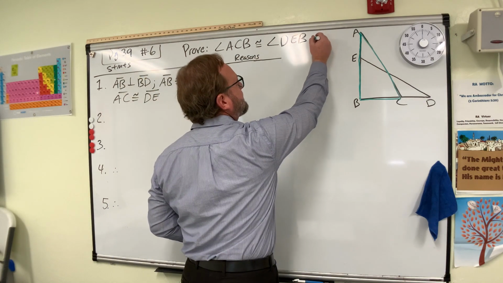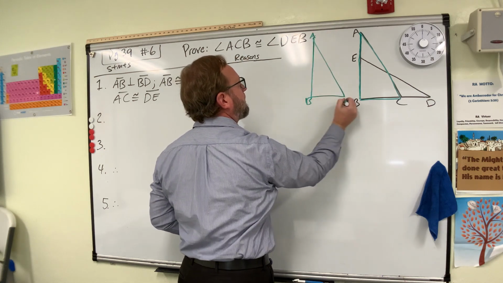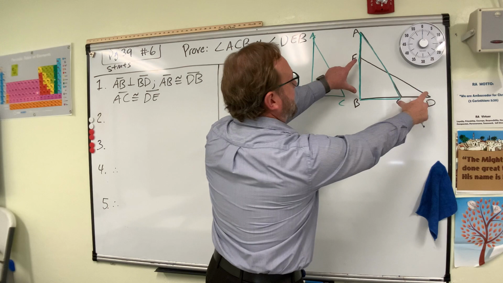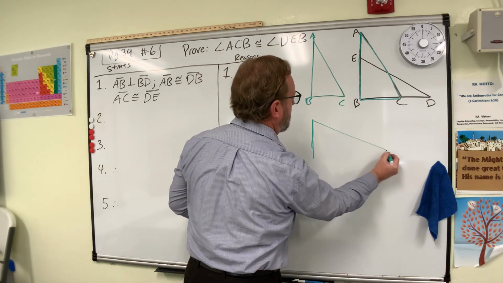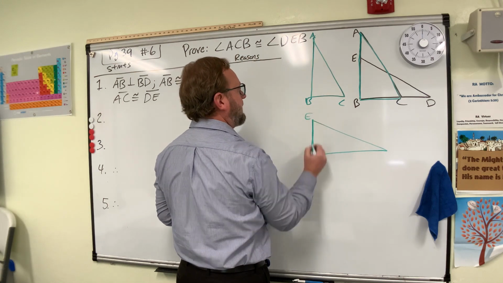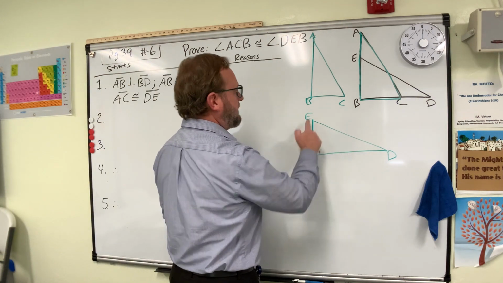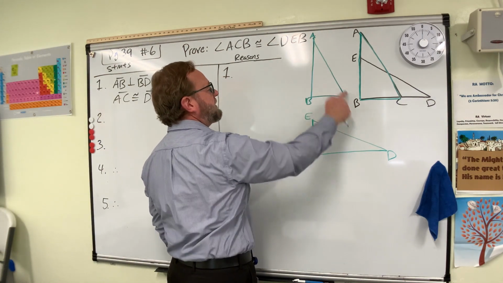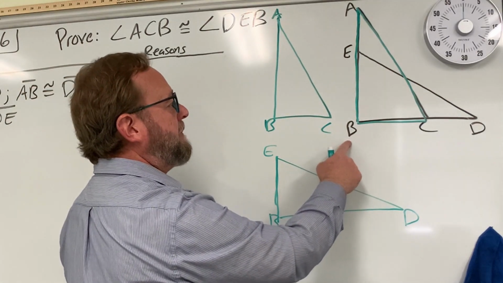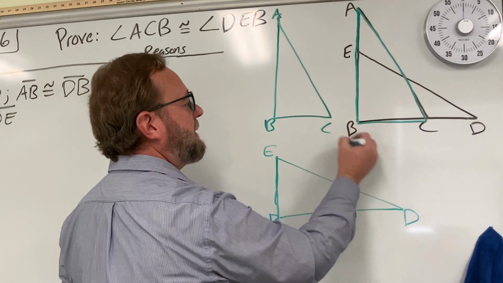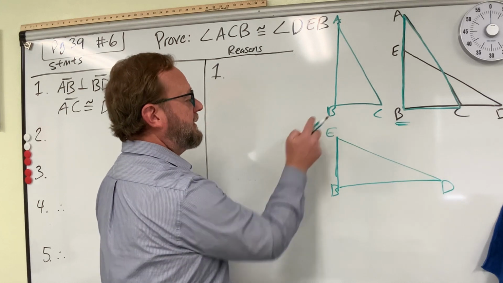So we would redraw triangle ABC separately. And then I could take this one and put it down here. Maybe like that. So DEB and ACB. Notice something as you've done that though. Don't miss that they both share this angle here in common. And there it is, B and B.